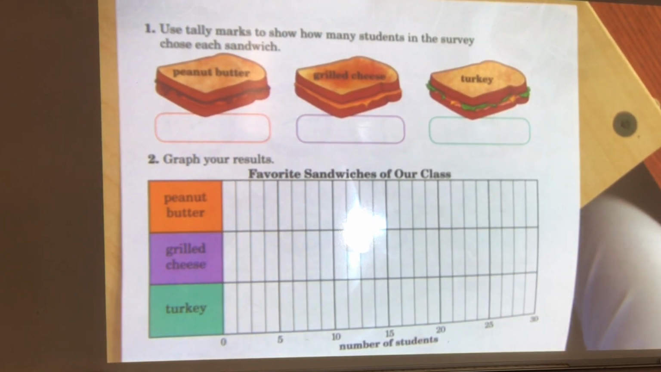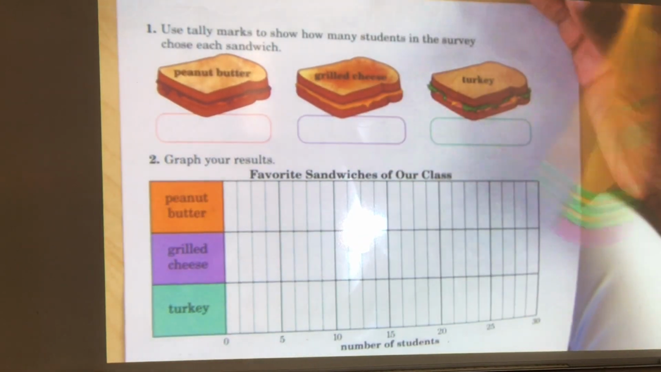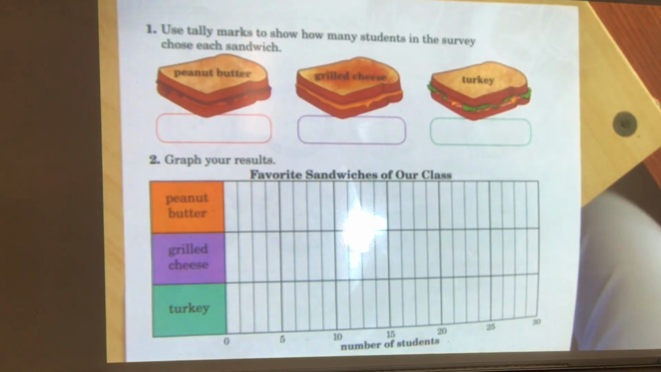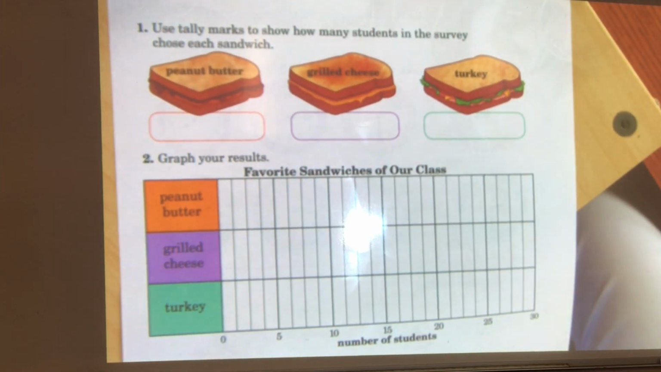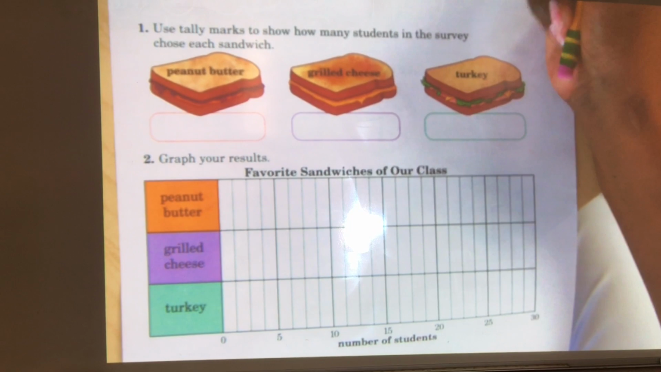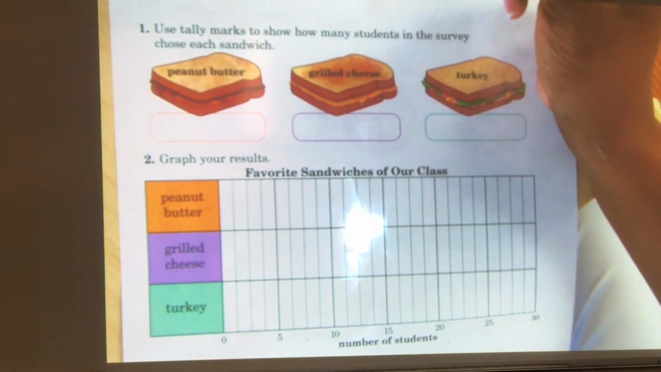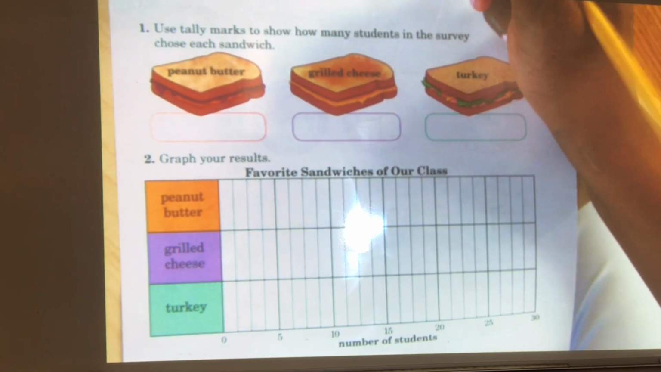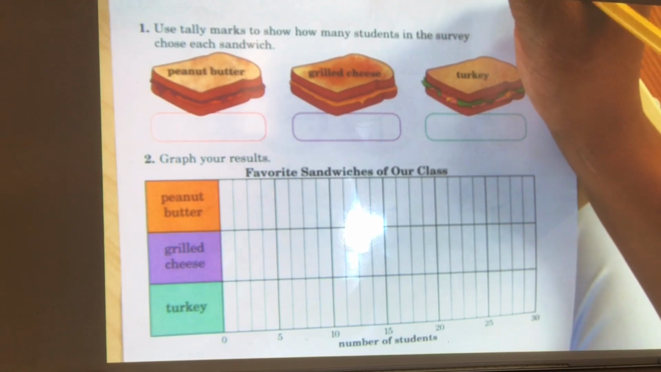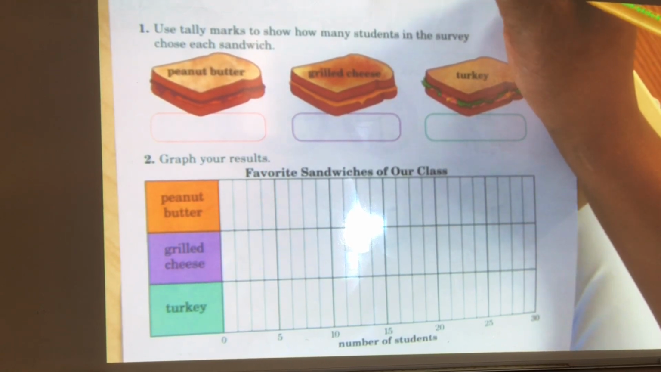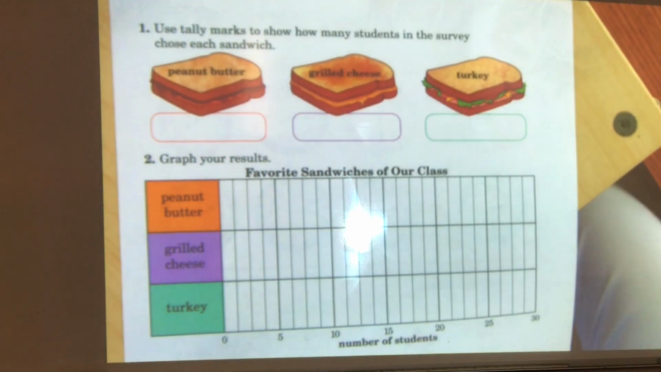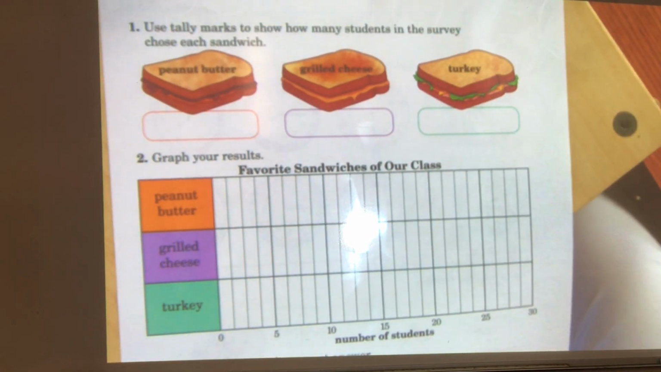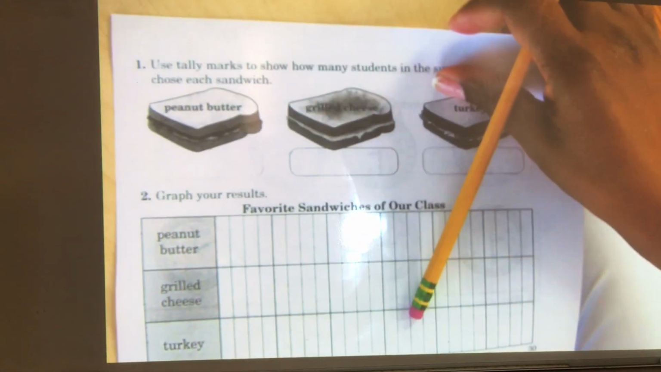So let's take a look at peanut butter. I know peanut butter sandwich is a very popular dish among students. So, since we have about 21 students in our class, I'm going to say about half of you love peanut butter sandwiches. So I'm going to make tally marks to represent 10 students. I'm going to use this sheet right here to write on. I made a photocopy.